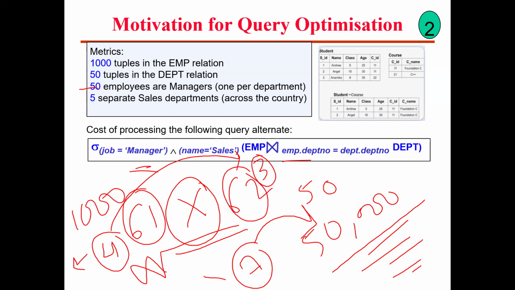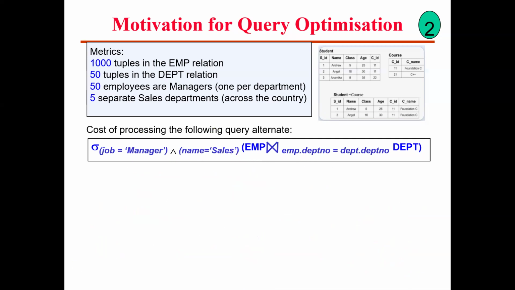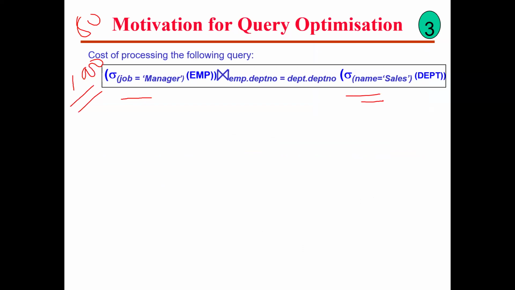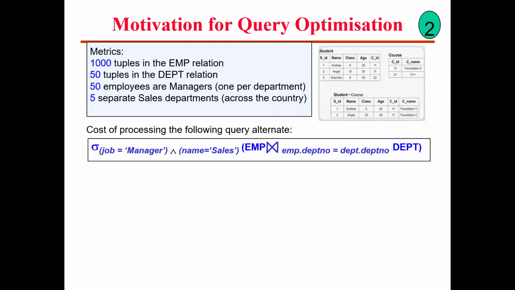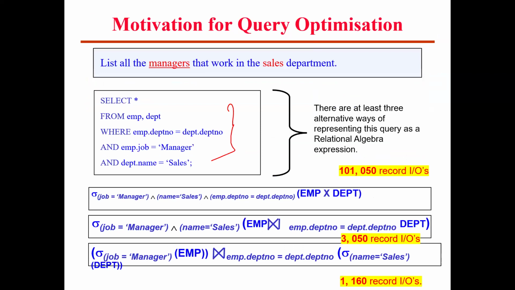So now in the third one, what we are going to do is perform the selection first, then apply the join. Okay. Now you see here, what is the difference? Let me come to the first one, the first slide where we have everything written.